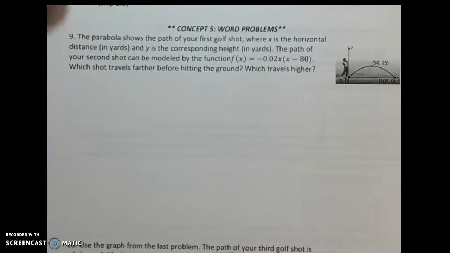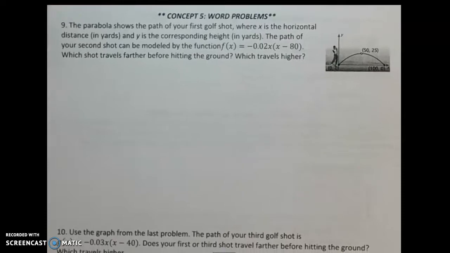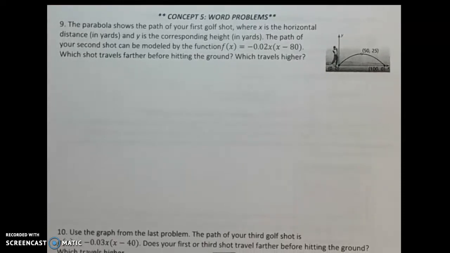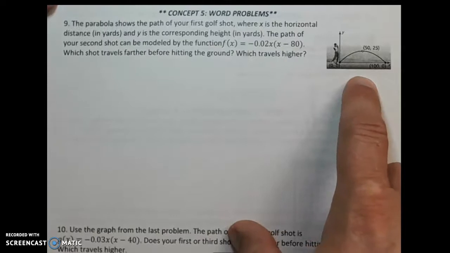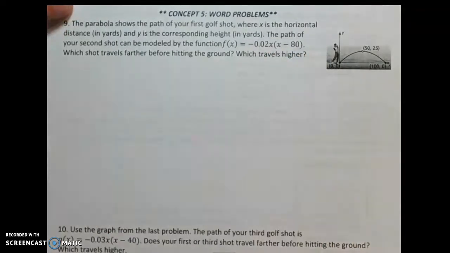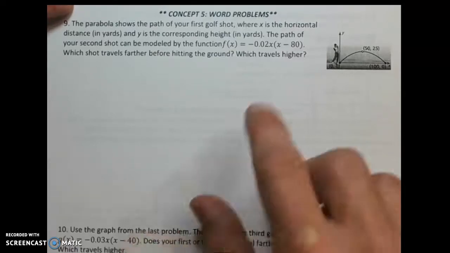Alright. Here we go. We have a word problem in relation to parabolas. And it says, the parabola shows the path of your first golf shot where x is a horizontal distance in yards and y is the corresponding height in yards. And the path of the second shot can be modeled by the function f of x equals the opposite of 2/100 x times the quantity of x minus 80. Which shot travels farther before hitting the ground and which travels higher?